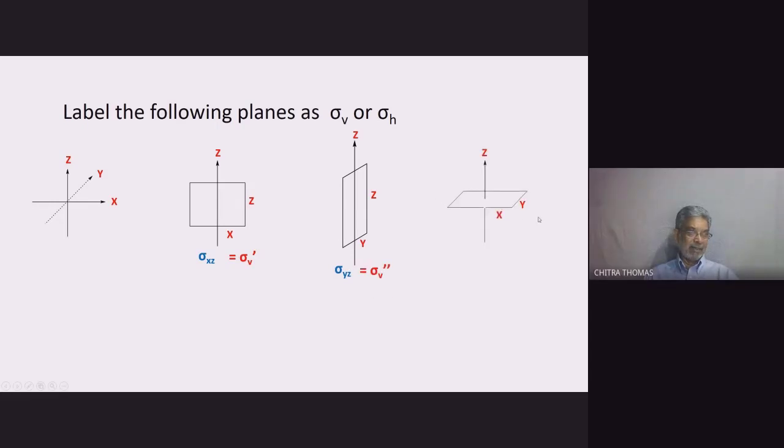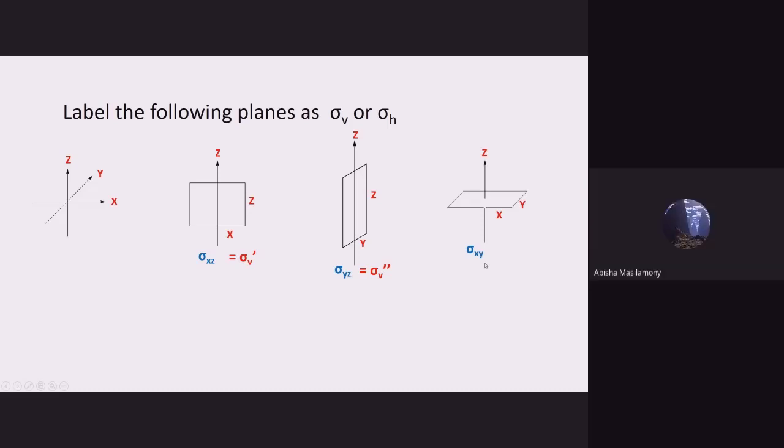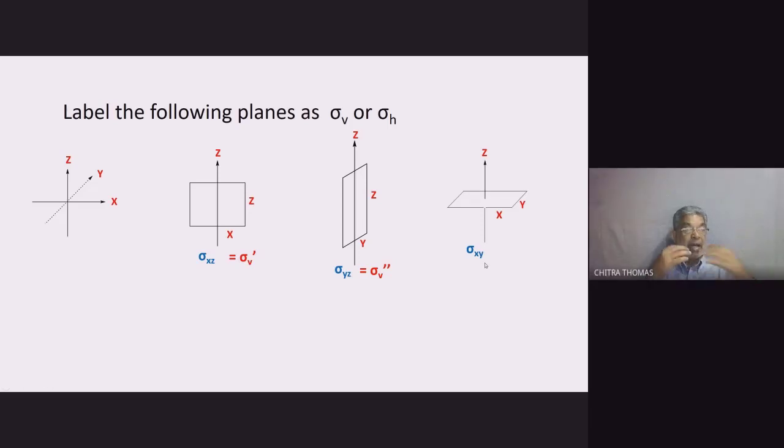Then this is the XY plane with reference to that. So this is what? Perpendicular to the Z axis. So this is a horizontal plane. Okay. So these three diagrams will bring out the difference between the horizontal plane and the vertical plane. The horizontal plane is perpendicular to the principal axis, whereas the vertical planes contain it. You can see that the Z axis is in the plane, whereas this is perpendicular to the plane of the molecule.